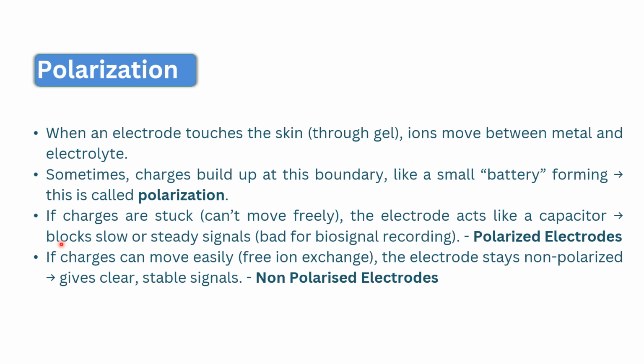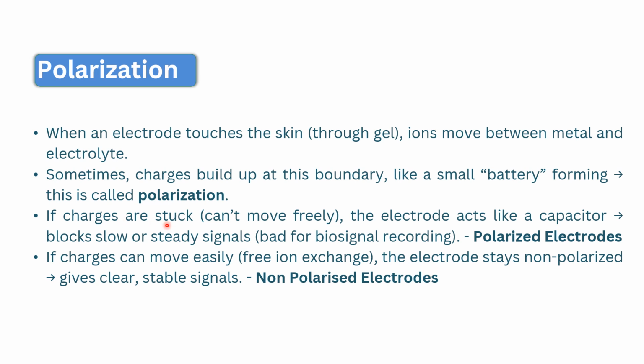To have a little more technical discussion on this, we can say the electrodes are polarized. What is polarization? Sometimes charges build up at the boundary, and these charges will move, and it will create a battery kind of a setup. If it forms a battery kind of a setup, we can say that is a polarized electrode. The effect is called polarization, right? And based on that, we have two types of electrode. One is polarized electrode, the other one is non-polarized electrode.